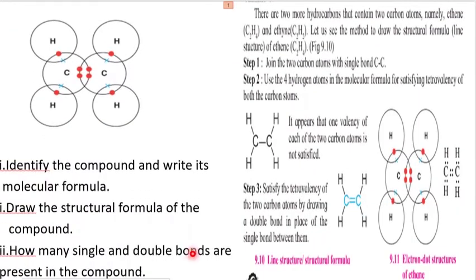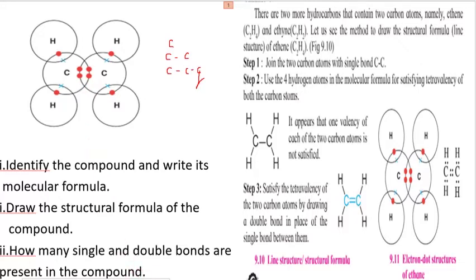Let us move to our next diagram based question. Identify the compound, write the molecular formula, write the structural formula, and how many single and double bonds are present in the compound. As we know, if there is one carbon atom present in the compound, then we say it is methane. If two carbon atoms are present, then we say ethane. And if three carbon atoms are present, then we say it is propane. And so on. Here, in the diagram, two carbon atoms are present, and between the two carbon atoms there is a double bond.